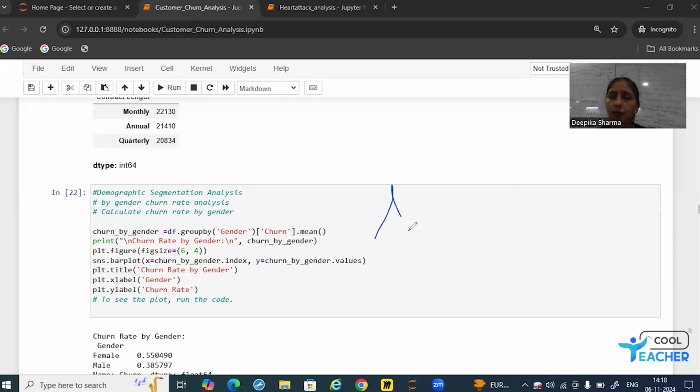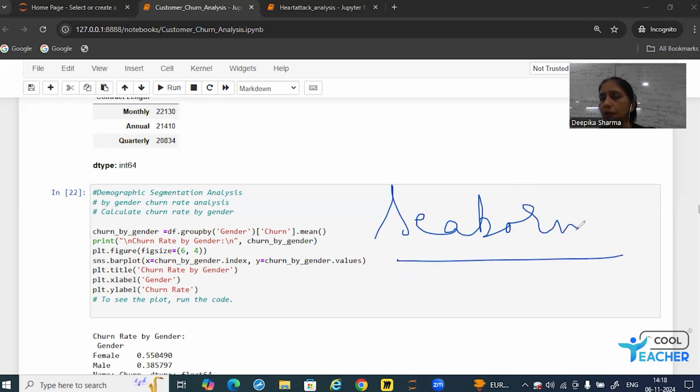And on top of it, there is the Seaborn library. So here I'm going to use the Matplotlib library as well as the Seaborn library, so that I can do certain data visualization. We are going to use these libraries for data visualization purposes.